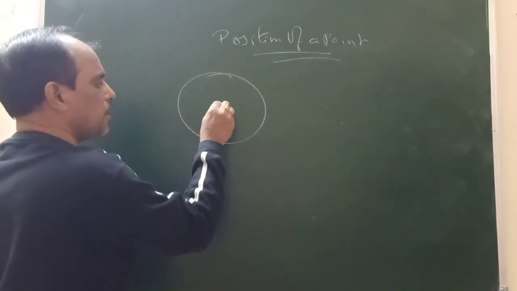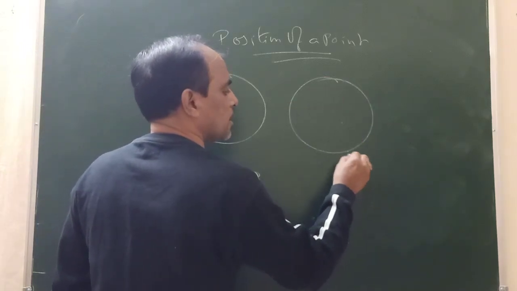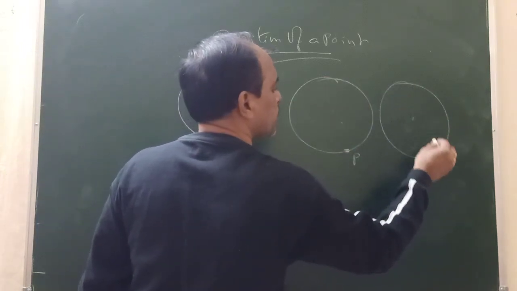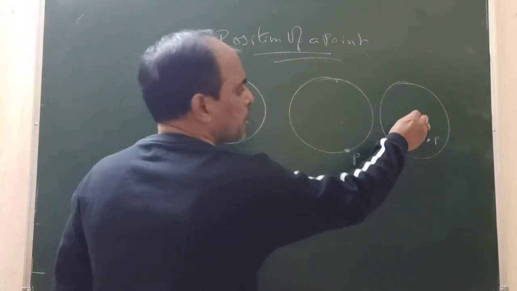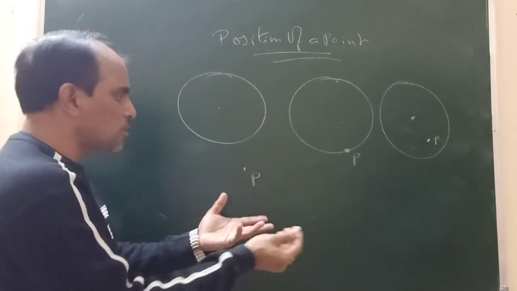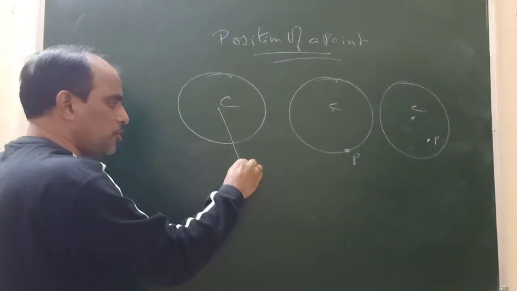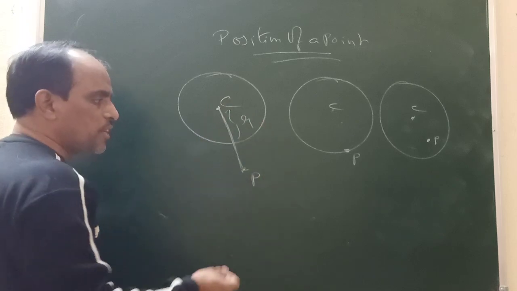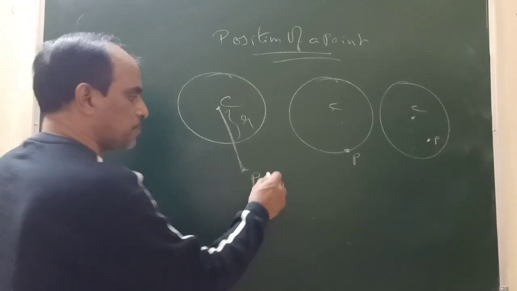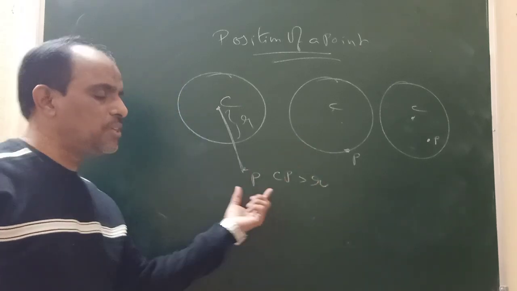Here is a circle. Maybe the point is outside, maybe the point is on the circle, or the point is inside the circle. These are the three possibilities, or the point may be the center itself. Let us suppose the center is C. Here you see the distance CP, and this one is R. Which one is greater? CP is greater than R.